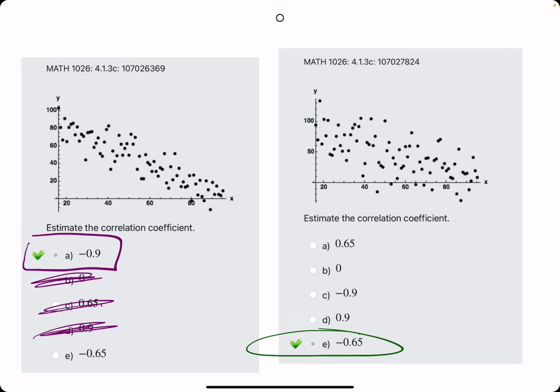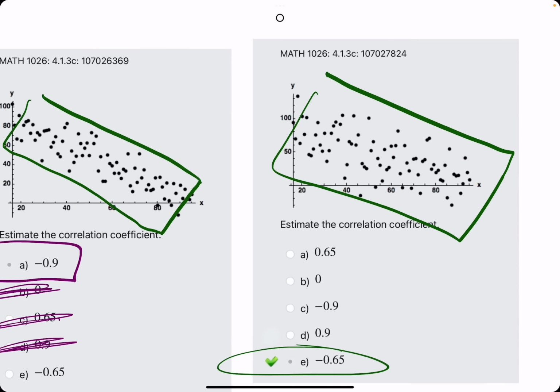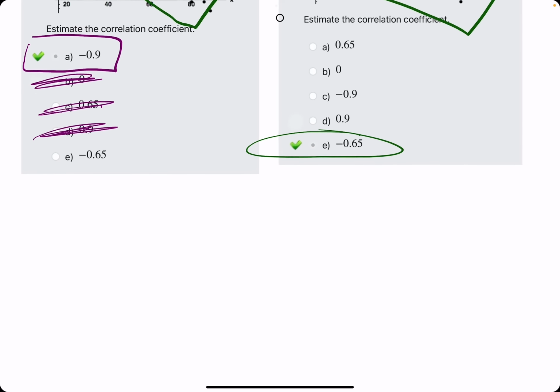And so it's very subtle, but hopefully it's enough to tell that these are more tightly packed than these ones. And that's pretty much it. It's kind of just if it's negative, if it's 0.65, they're a little more spread out than the 0.9. That's pretty much all you're looking for in this case.